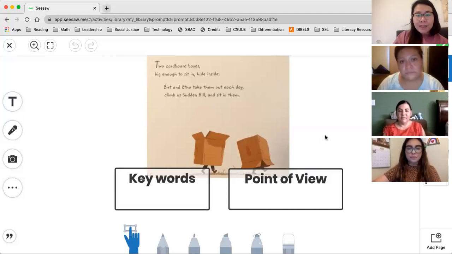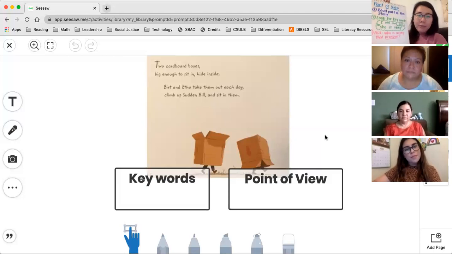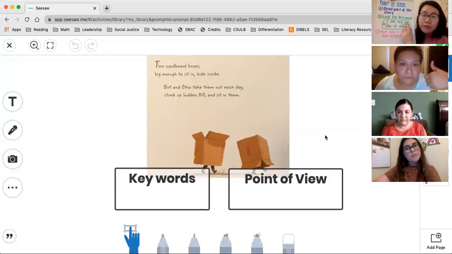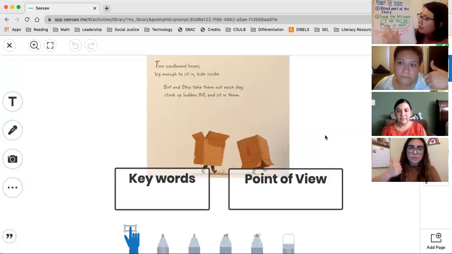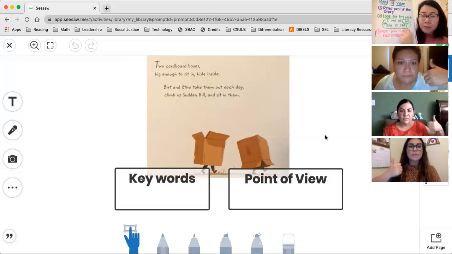Okay, here we go. The first one says, two cardboard boxes big enough to sit in hide inside. Bert and Etho take them out each day, climb up Sudden Hill, and sit in them. So again, we read the part of the story. Now let's go look for those key words. Do we see I, me, my, we, he, she, it, they, or any names? And if you do, give me a thumbs up, and we're going to talk about that keyword and who's using it.